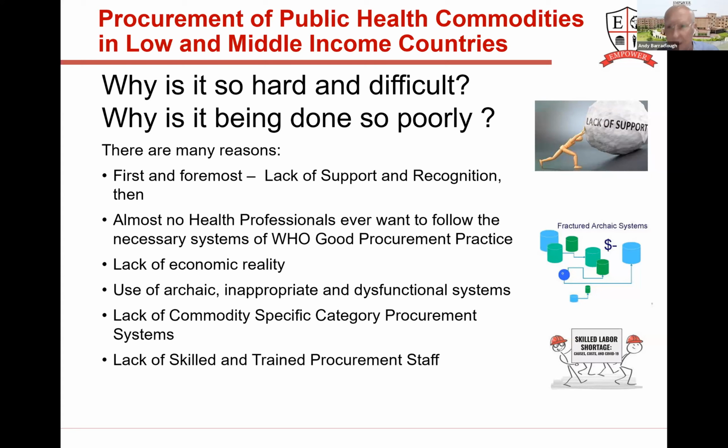We've got a lack of economic reality. We're trying to work on a global market when we have very low buying power. We're using archaic, decades-old systems which are inappropriate and dysfunctional. We're trying to use the same procurement approach for everything. An X-ray machine is not the same as aspirin. It requires a different procurement approach. Yet I've only got one procurement manual for everything. And we don't have enough skilled and trained staff. Let's try and explore some of those areas.